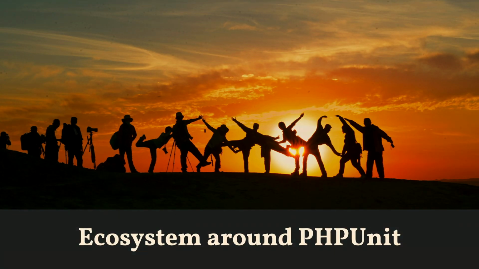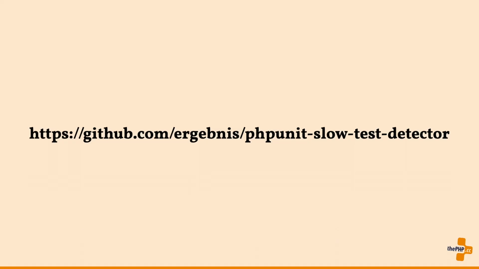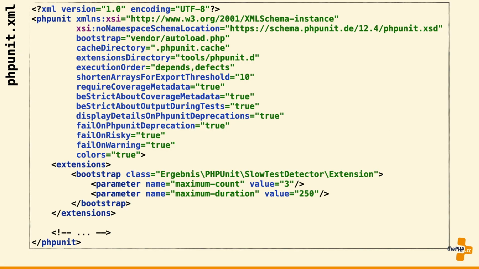There's an entire ecosystem around PHPUnit. So for instance, this is an example of an extension for PHPUnit that does something useful. It's called Slow Test Detector, and from the name you can probably guess what it does. And this shows how easy it is to install or configure such an extension. You put it somewhere where Composer autoloading, for instance, can find it, and then just say here, okay, I want to use this extension. You need to configure the bootstrap, which is the entry point into that extension.